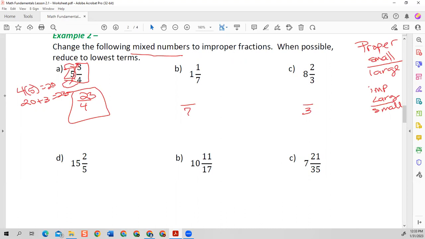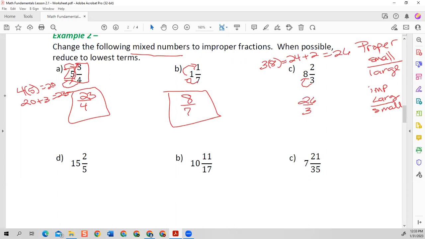Okay. So let's do this next one. 7 times 1 is 7 plus 1 is 8. So there's my improper fraction. 3 times 8 is 24, right? 3 times 8 is 24. Plus, I'm going to add that 2, and it gives me 26.